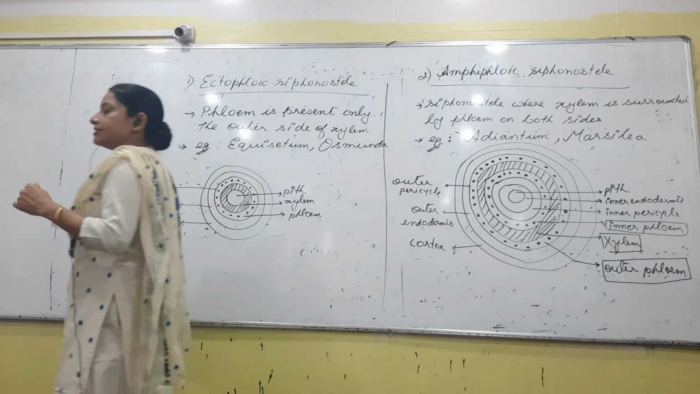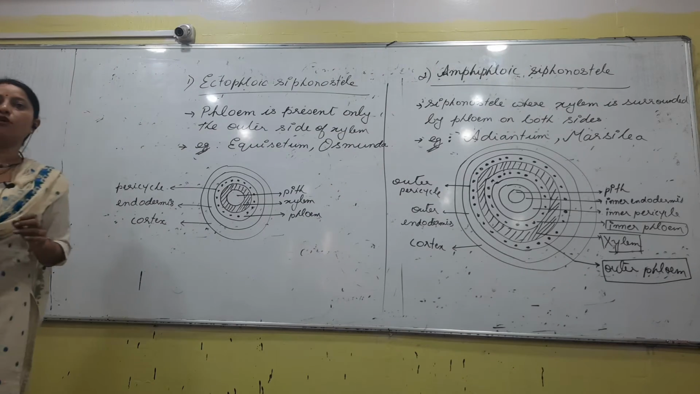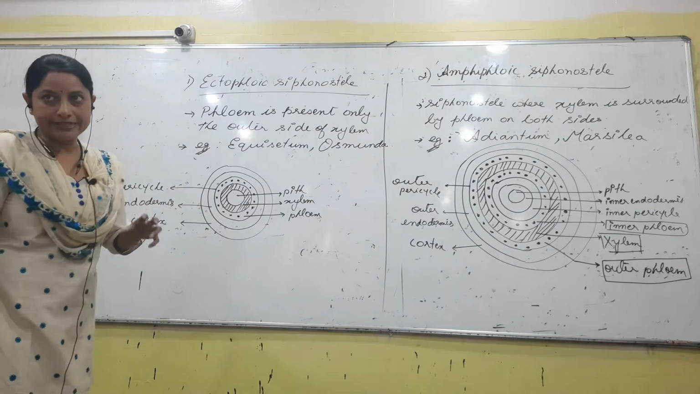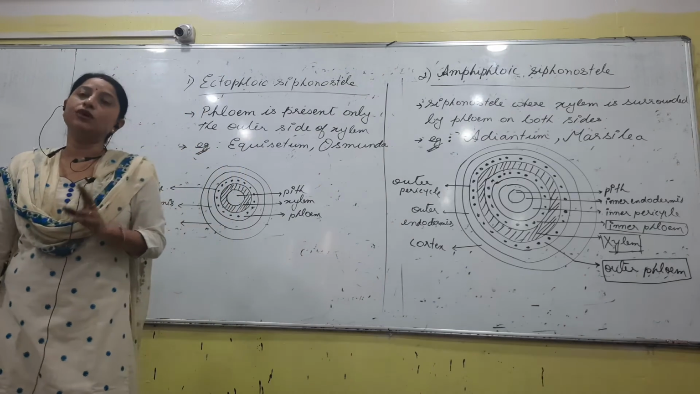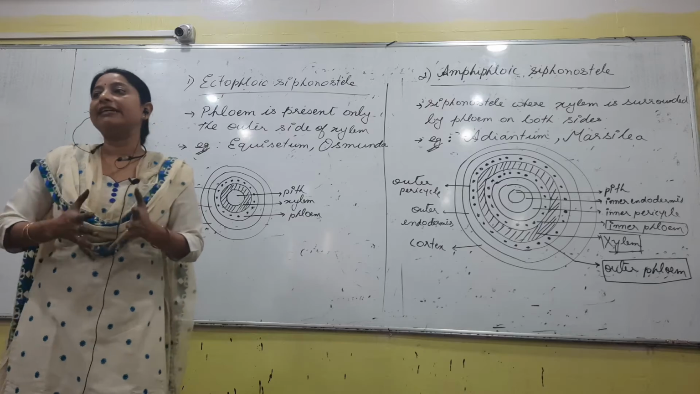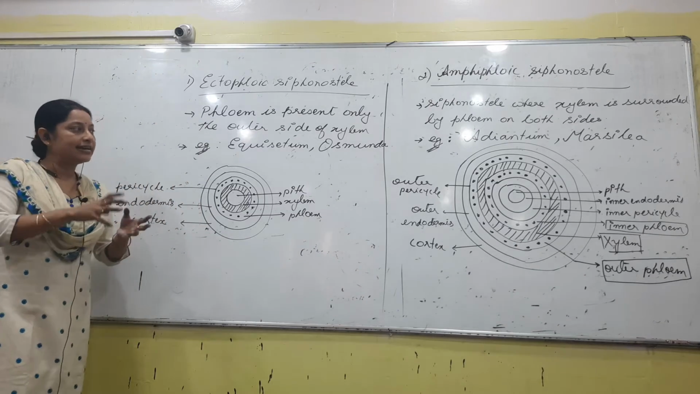Okay, first is Protostele, pith absent. Next is Siphonostele. The main point is that the centermost portion would be occupied by the pith. If the centermost portion is occupied by the pith, does that mean xylem and phloem would be absent? No, obviously in a plant xylem and phloem should be present, right? So the centermost portion is the pith.